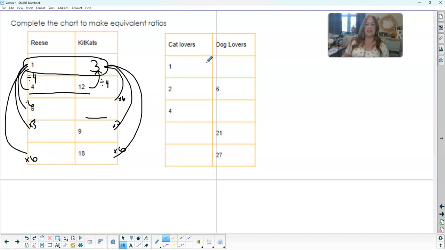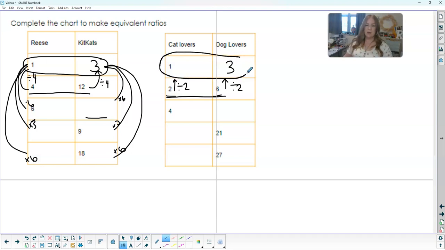Okay? All right, now we have cat lovers, we have dog lovers. So every time there are 2 people that like cats, we have 6 people that like dogs. So this is where we're starting, but we want to get back to that basic ratio. So how do I get from 2 to 1? So 2 to 1, we divided by 2. 2 divided by 2 is 1. So to get from here, 6 divided by 2 is 3. So there's 1 cat lover, 3 dog lovers.